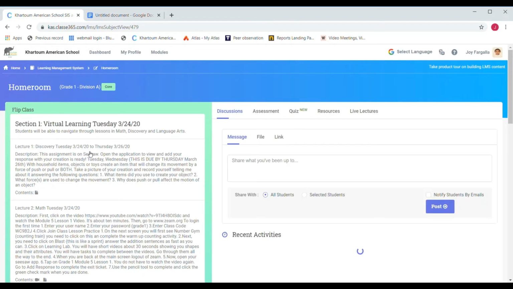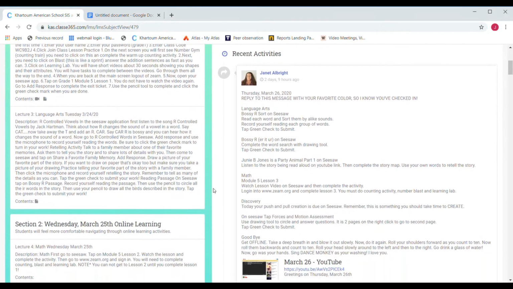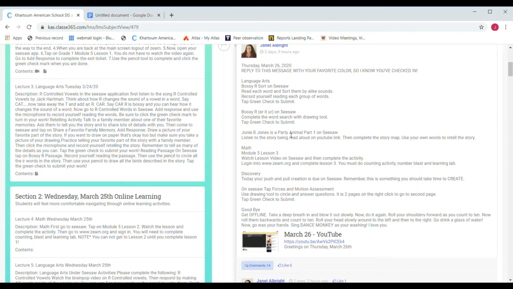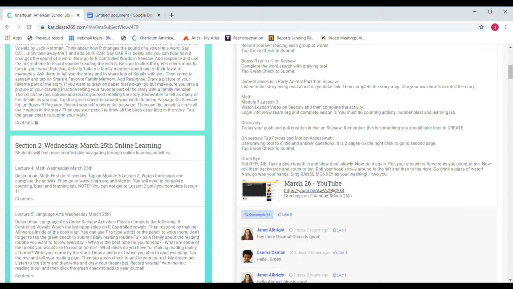When you get to the homeroom, your teacher should have posted instructions for you under the discussion section. Make sure that you follow the instructions. As you can tell, Miss Albright has posted instructions for language arts, for math, and discovery. She's also posted a daily YouTube video for the students to watch so that she can interact with them. Your teacher should be doing the same for you as well.